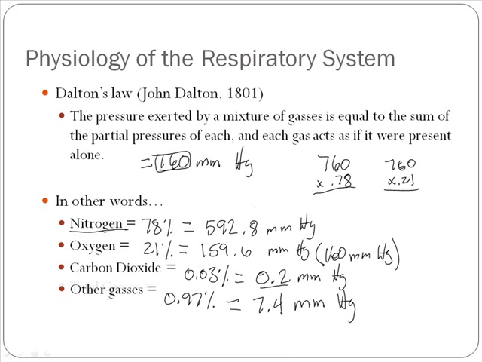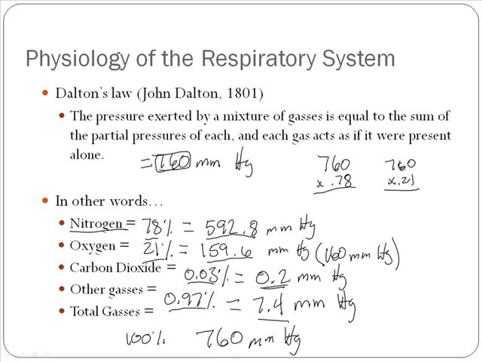If you add 78% plus 21% plus 0.03% plus 0.97%, you come out to total gases equaling 100%. If you also add 592.8, 159.6, 0.2, and 7.4, you come out to 760 millimeters of mercury.